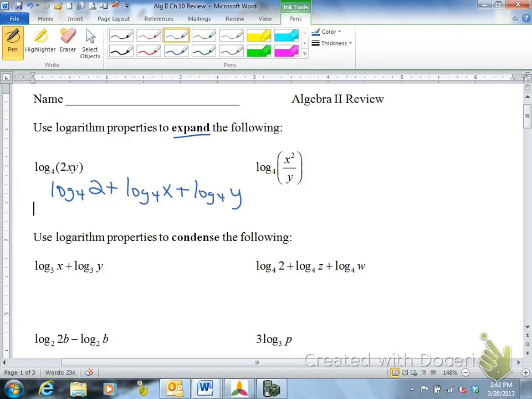Okay, this is a review for Chapter 10. There's the first answer. The second answer is log base 4 x squared, and the division becomes a minus log base 4y. This you can actually keep going because you have an exponent right here. So you could write the exponent out in front, 2 log 4x minus log base 4y.